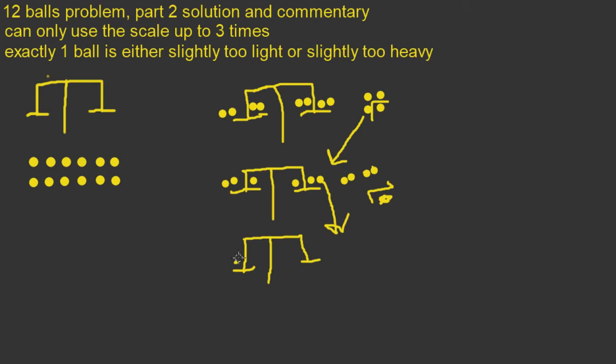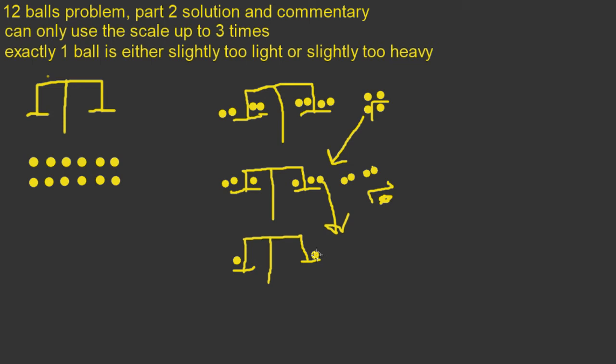And you can see that this is symmetrical. If the right side went up, whichever one of these 2 goes up is the one that's too light. If the right side went down, whichever one of these 2 goes down was too heavy. So there's a symmetry to the problem.